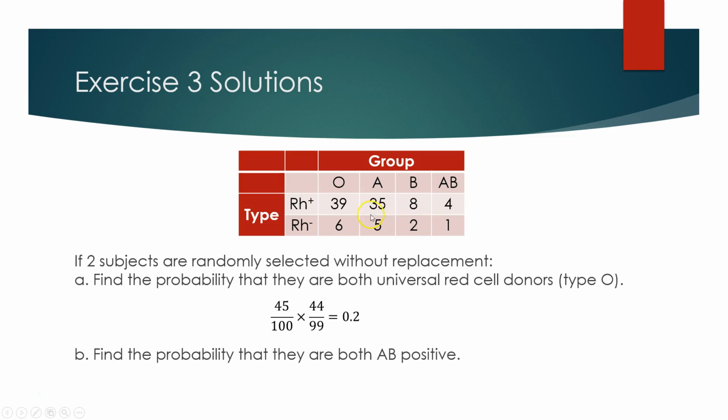So there are 45 out of, this table is conveniently out of 100. There's 45 out of 100 that are type O. And then we've taken that person out. They've either said, yes, I can give blood, or no, I'm unavailable to give blood, and so we don't call them back at this time. So there's 44 out of 99 available after this first person has been selected. So if you remember, this is the probability that this person is type O, given that this person is type O, if we go back to the actual notation.